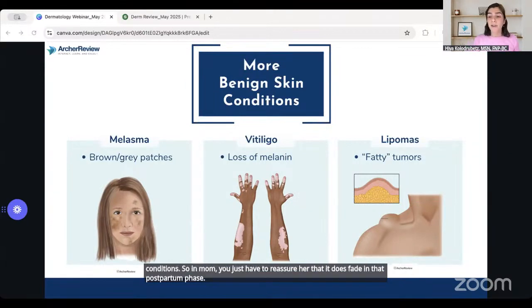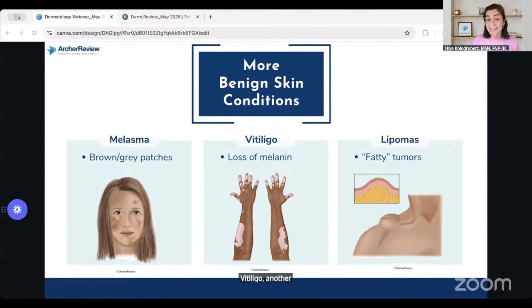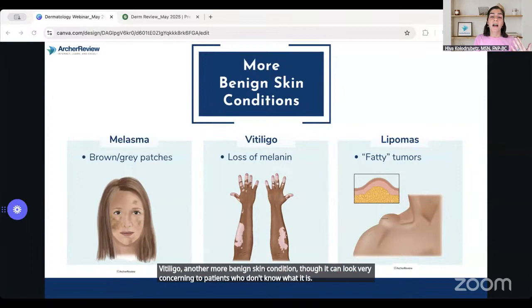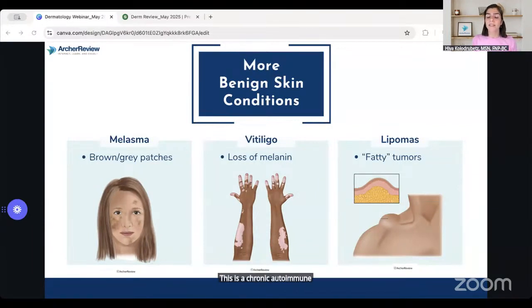Vitiligo, another more benign skin condition, though it can look very concerning to patients who don't know what it is. This is a chronic autoimmune condition, and this is when they start to lose patches of pigment in their skin.